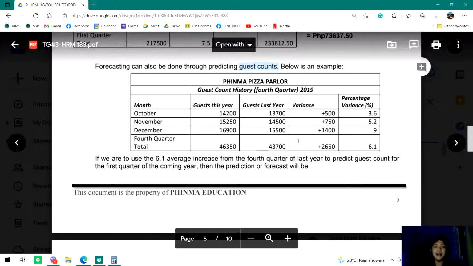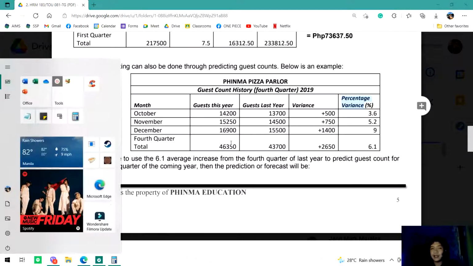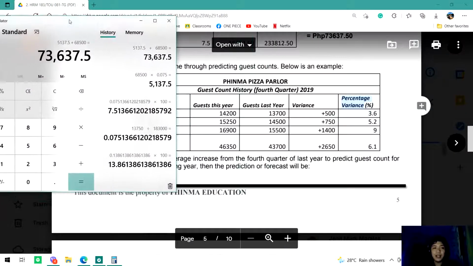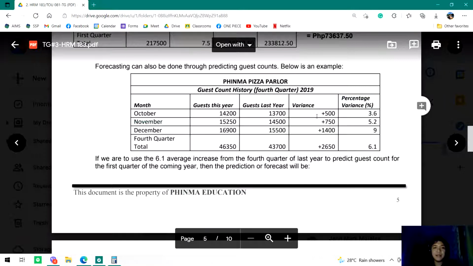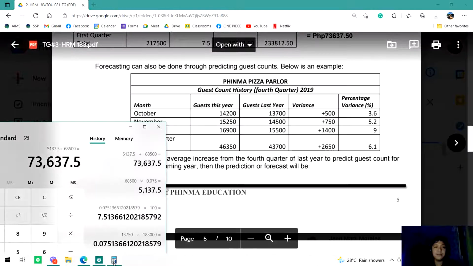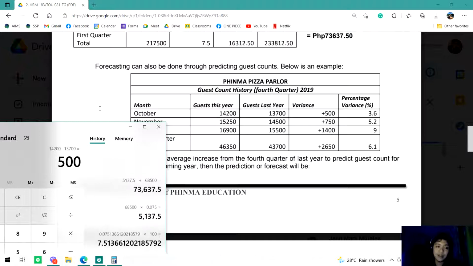First, you have to get the variance. And then you have to get the percentage variance. Same lang din po ang formula niyan. Let's confirm if same nga lang ba talaga, no? When we compute for the variance, di ba ang sabi natin, that is sales this year minus sales last year. So, tingnan natin if same formula siya with this. 14,200 minus 13,700. 500. So, 500 yung variance mo.